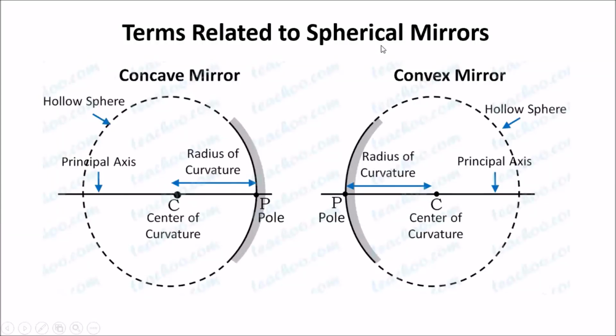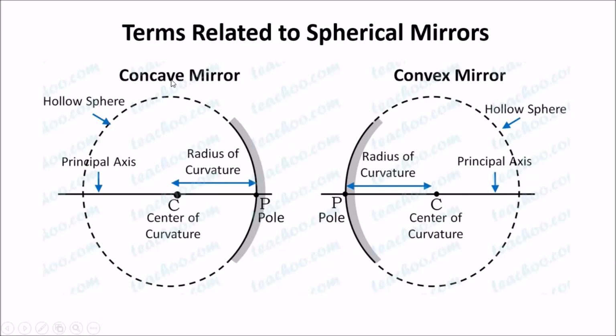Terms related to spherical mirrors. These are the terms which are common for both concave as well as convex mirror. Now, there are a few terms you can observe. This is the pole. Basically, the pole is the center of the mirror. You can see this is the reflecting surface. The center of the reflecting surface is called the pole, whether it's a convex mirror or a concave mirror.